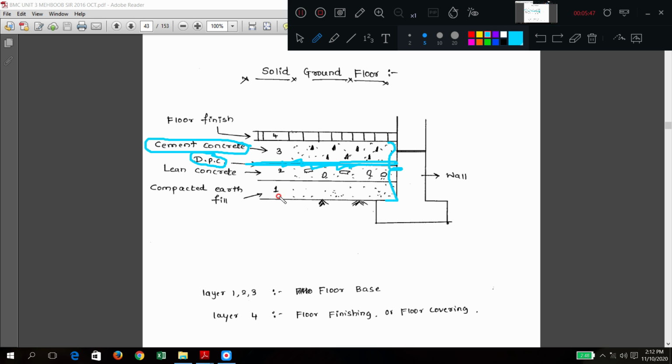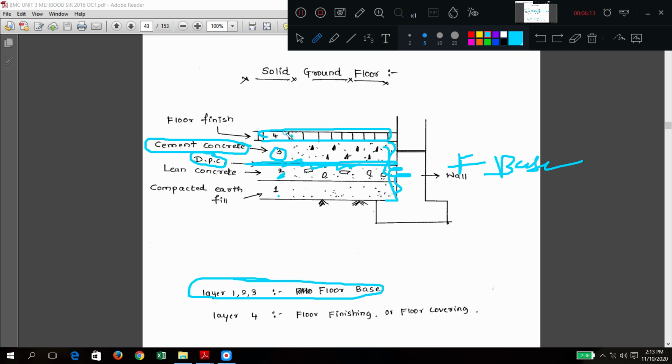Now first compacted earth, second lean concrete, third normal cement concrete. All the three are nothing but the base, or floor base. We call it a floor base. Earth, lean concrete, cement concrete, these three layers, 1, 2, 3, are called floor base. Only this top one, after putting all the things, you get what? Floor finish. We generally call it a floor finish or floor covering.